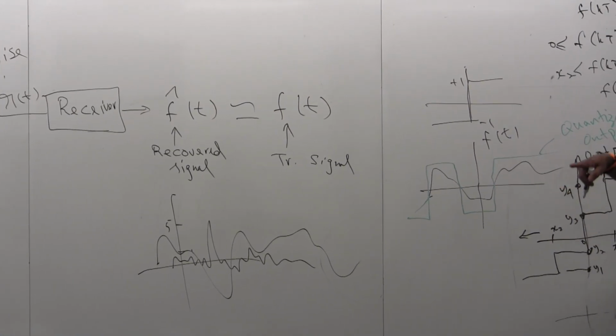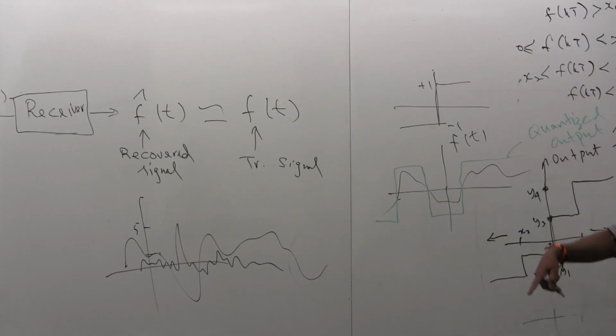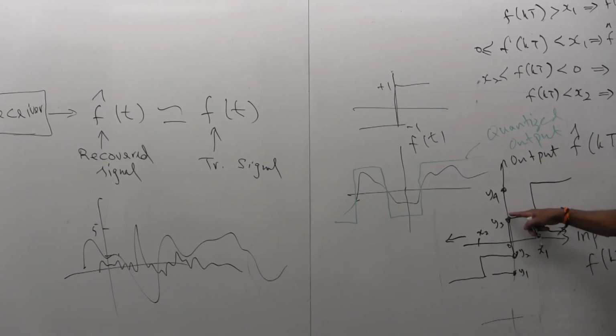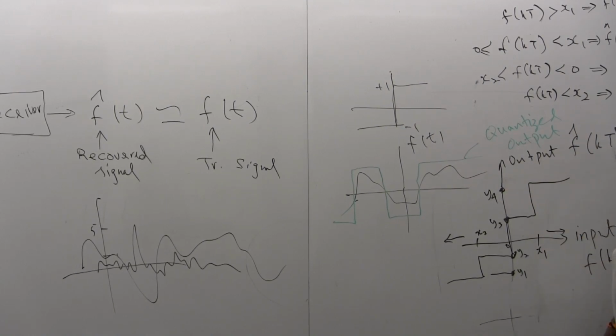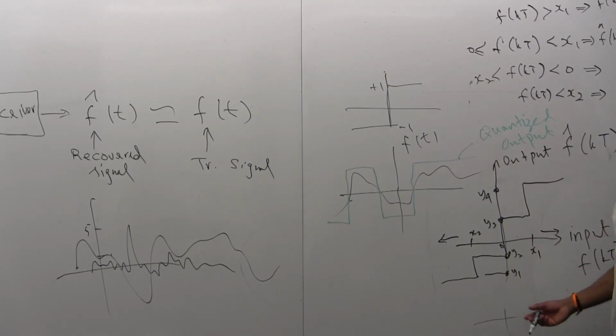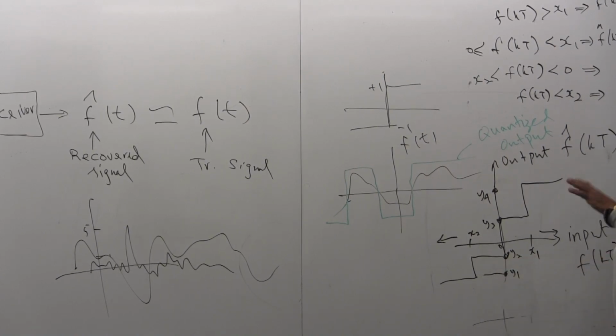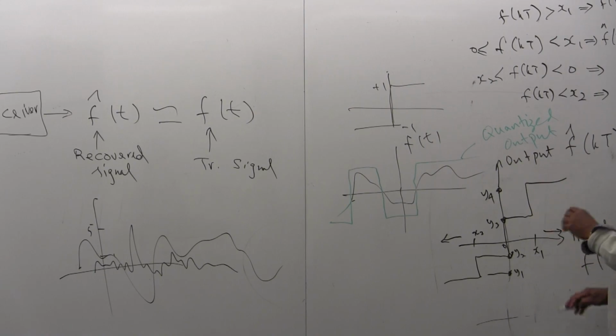So here the input, which takes all infinite values between -5 and +5, is quantized to 4 values. You can quantize it to 8 values. You can quantize it to 16 values. You can quantize it to 256 values. So that's only in the detail, but that's what we mean by a quantizer.